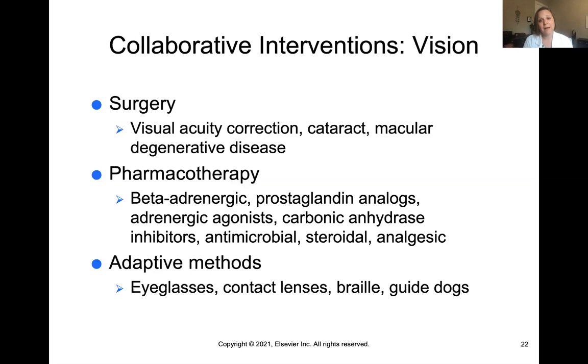And of course, there's adaptive methods depending on the severity of the vision loss. So things like eyeglasses or contact lenses, or even teaching and providing resources in Braille, or even guide dogs to help promote safety and independence for patients with severe vision loss.